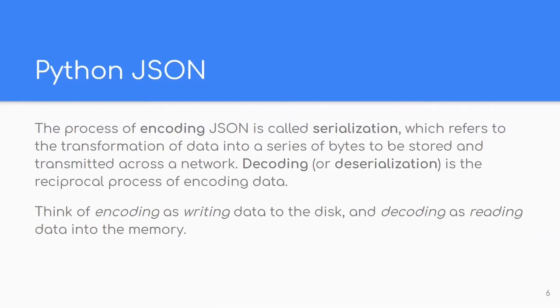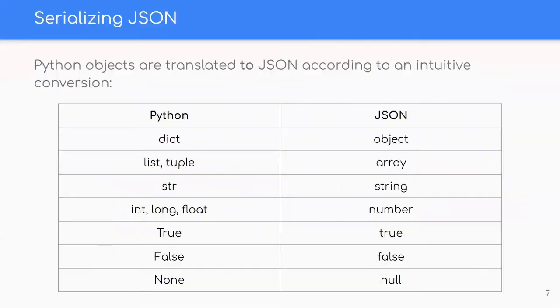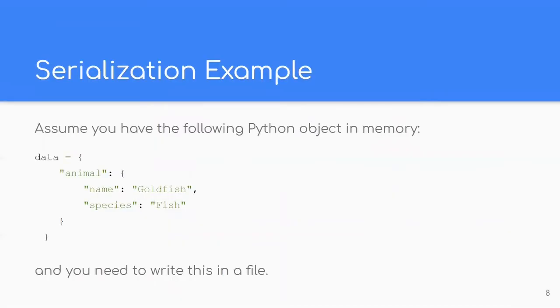The terminology might seem a little complicated, but think of encoding as writing data to the disk and decoding as reading data into the memory. Talking about serialization, here is a table showing Python objects and their equivalent conversion to JSON. Now, as an example, assume that you have the following Python object in memory with the name data, and you need to write this in a file.